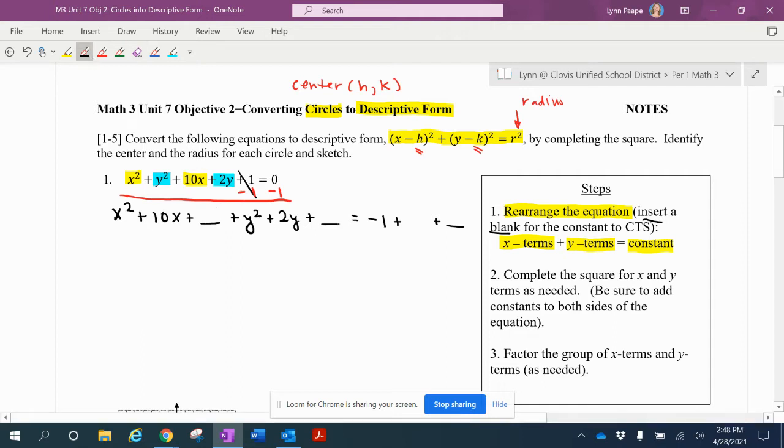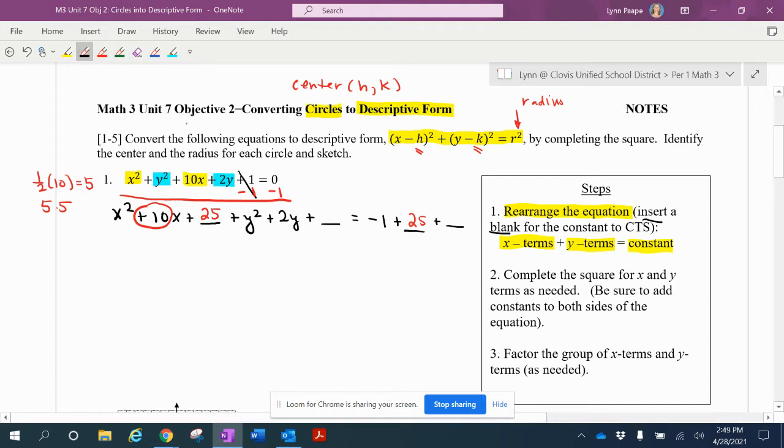To figure out what number goes in here, I always want to take half of this number and multiply it by itself. So I'm going to take half of that 10, which is 5, and then I want to square it. So I'll do 5 times 5, because I'm going to need 2 of them to factor. That will give me 25. And then I added 25 to the left, so I'm also going to have to add 25 to the right.